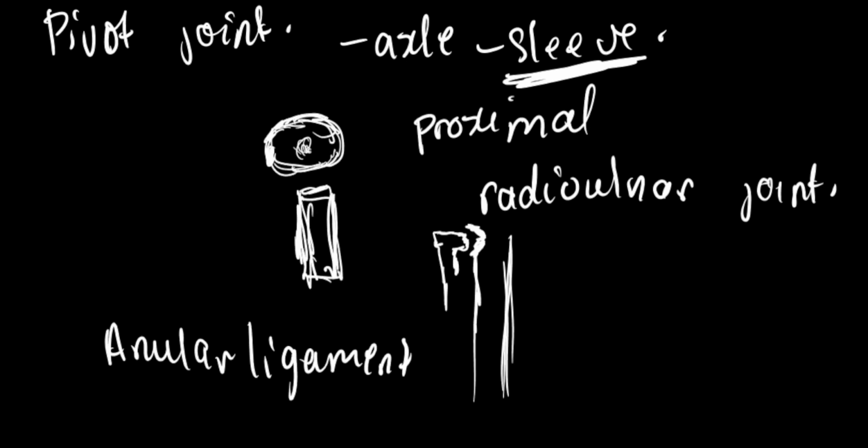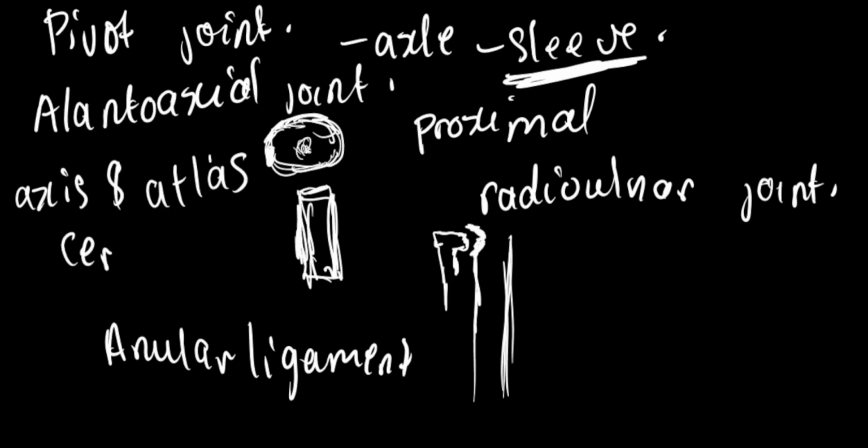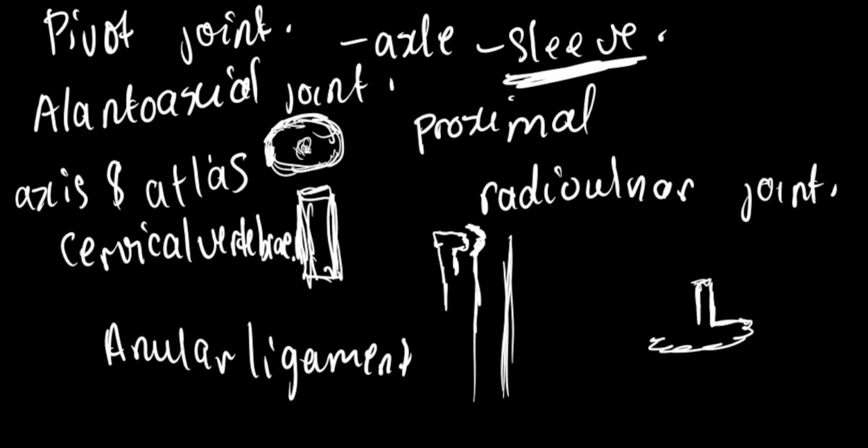Another very good example of the pivot joint is the atlantoaxial joint. Now the atlantoaxial joint is the joint between the axis and the atlas. These are the first two cervical vertebrae. For the atlantoaxial joint, we have the axis with a process that looks something like this.